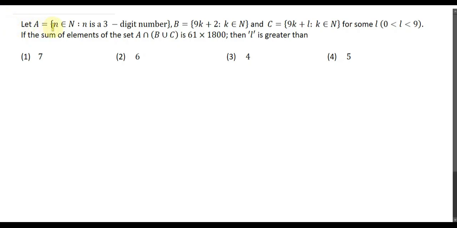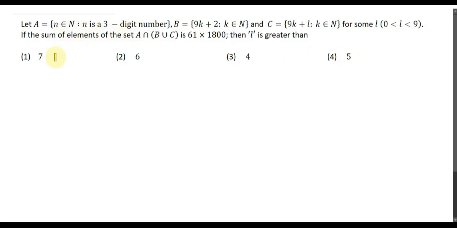Question says let A be set of n that belongs to set of natural numbers such that n is a 3-digit number, B is set of 9k plus 2 such that k belongs to set of natural numbers, and C is set of 9k plus l such that k belongs to set of natural numbers for some l, and l varies between 0 and 9. If the sum of the elements of the set A intersection of B union C is 61 into 1800, then L is greater than option 1 is 7, option 2 is 6, option 3 is 4, and option 4 is 5.